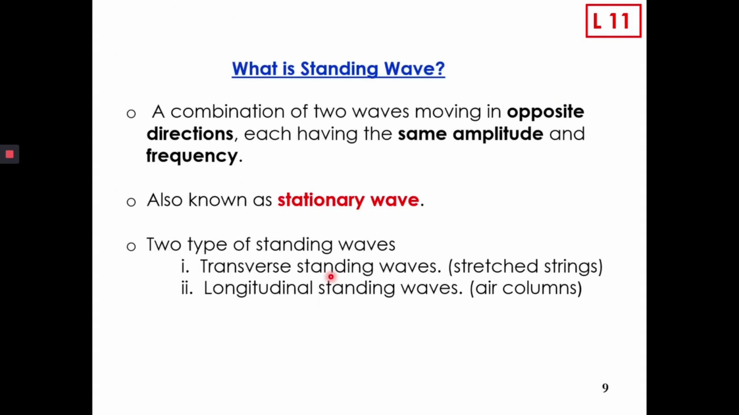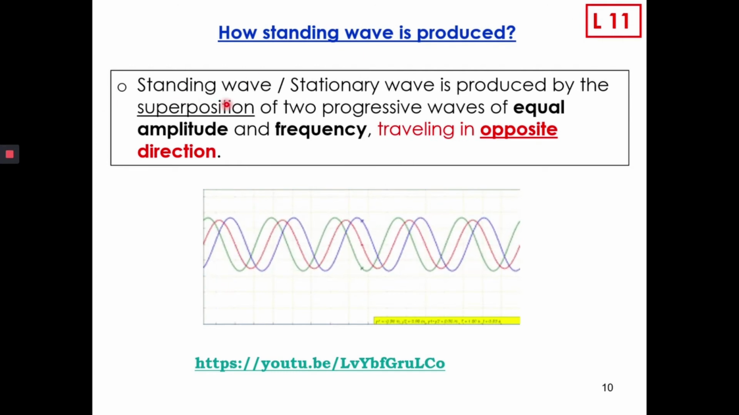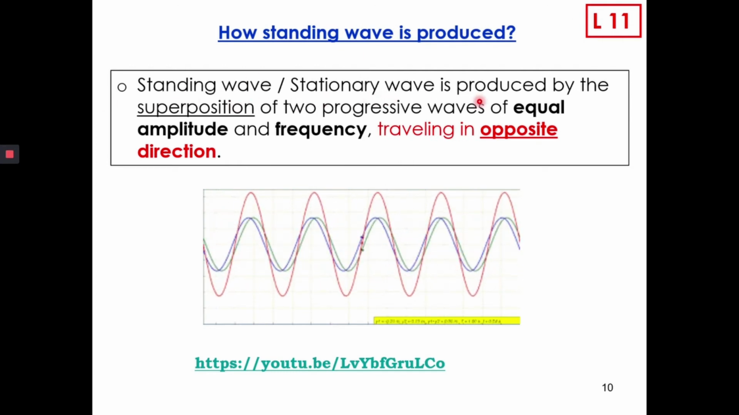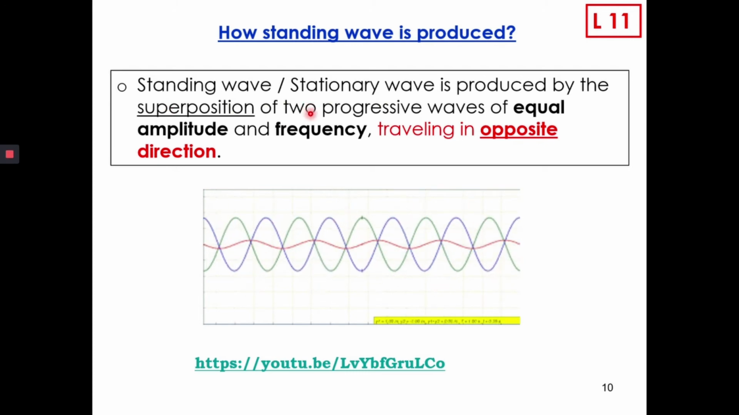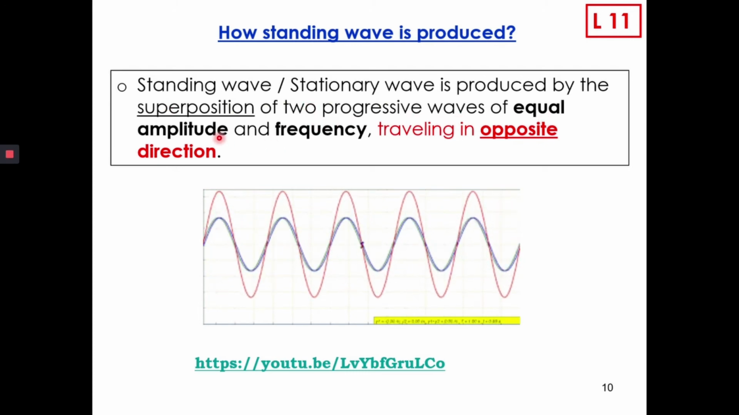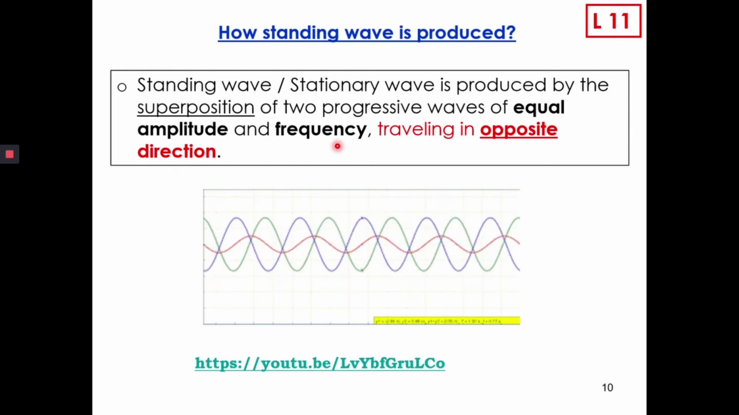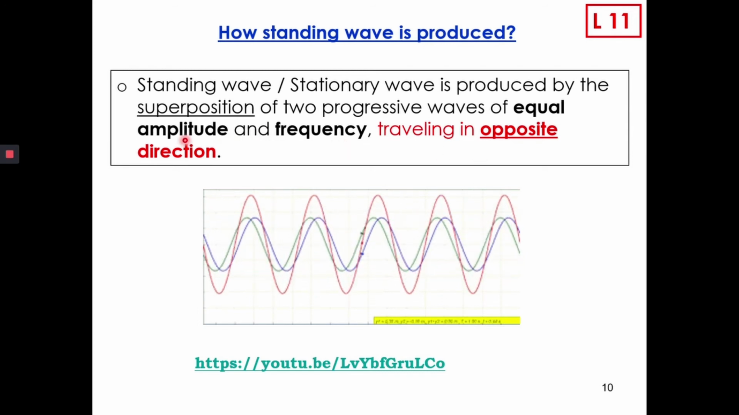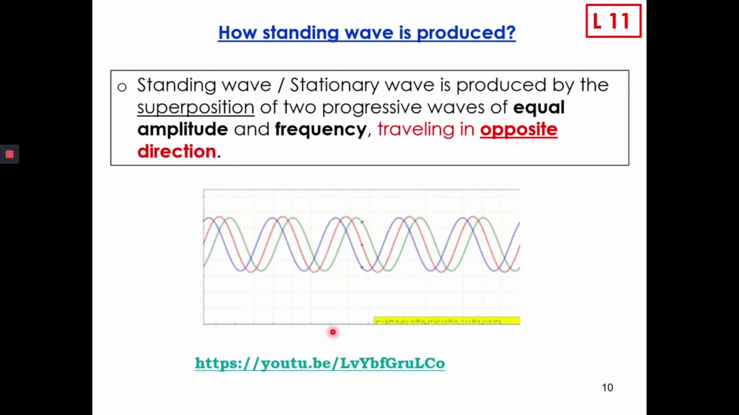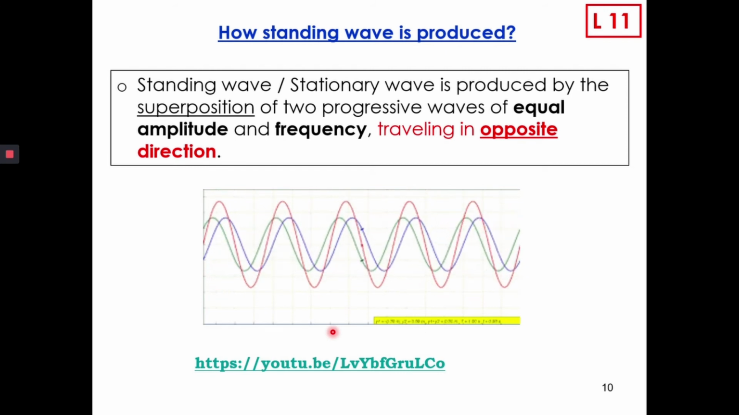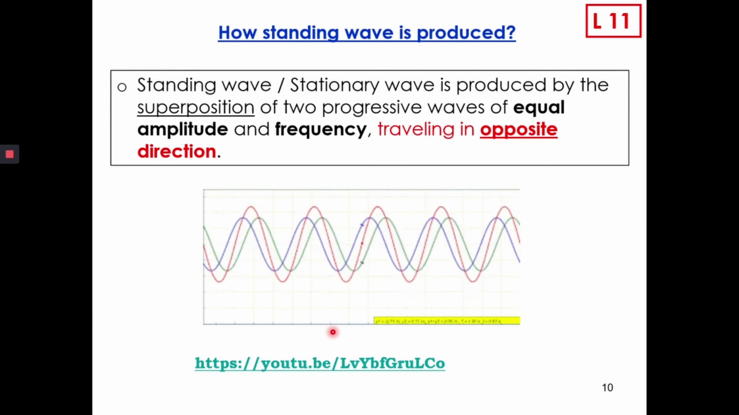Now we go to the next part of subtopic 10.2, related to the second learning outcome, which is standing wave. How do we produce a standing wave and what actually is a standing wave? A standing wave, or stationary wave, is produced by the superposition of two progressive waves of equal amplitude and frequency but traveling in opposite directions. This animation shows an example of the production of a standing wave.